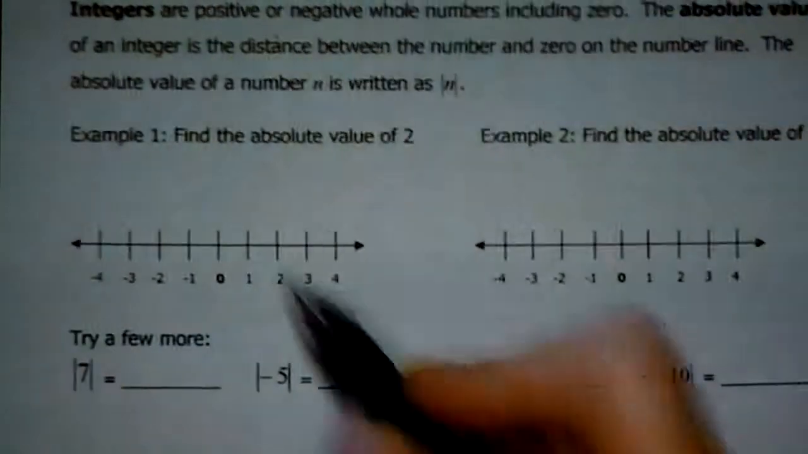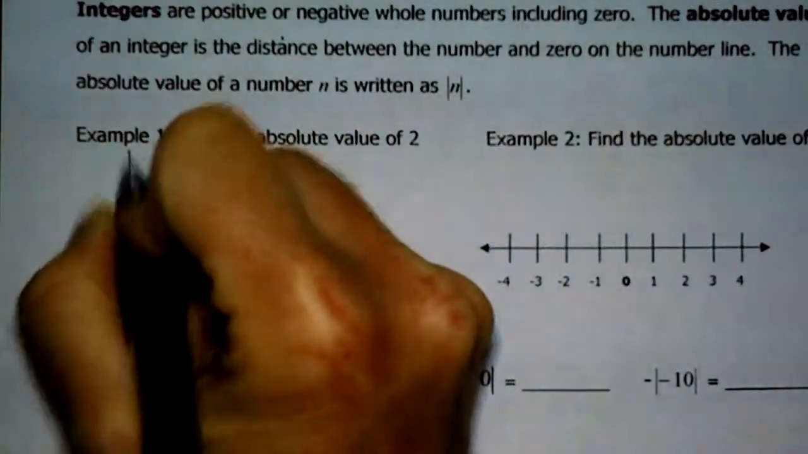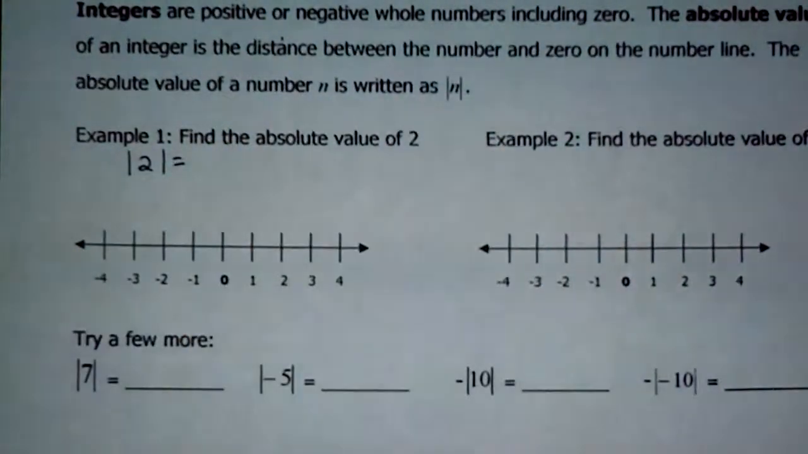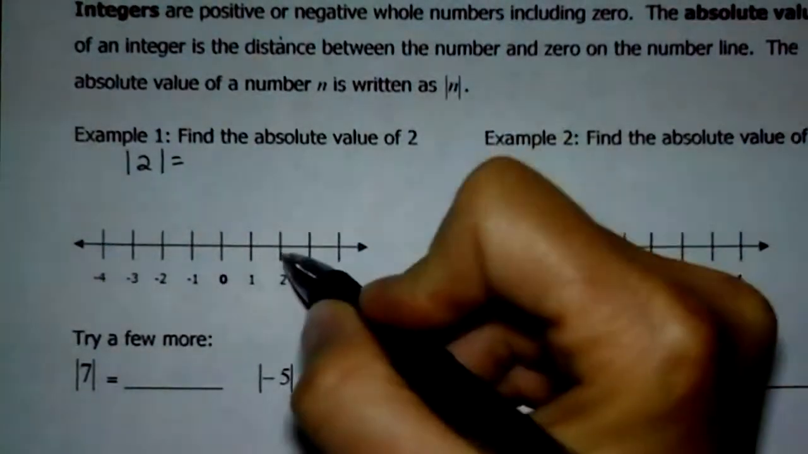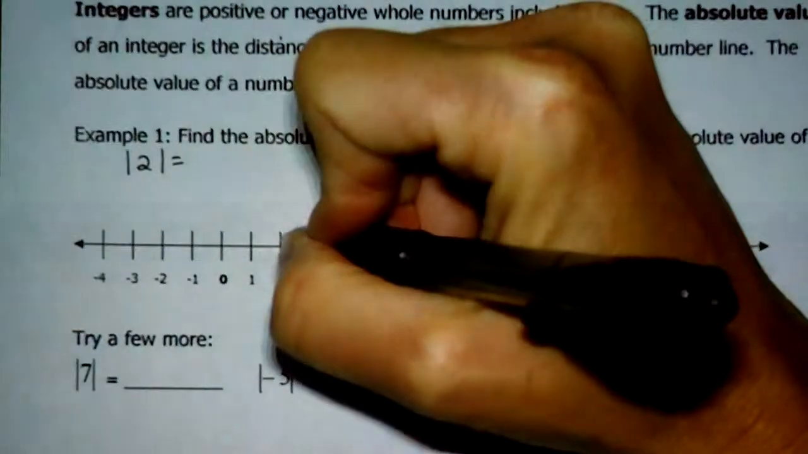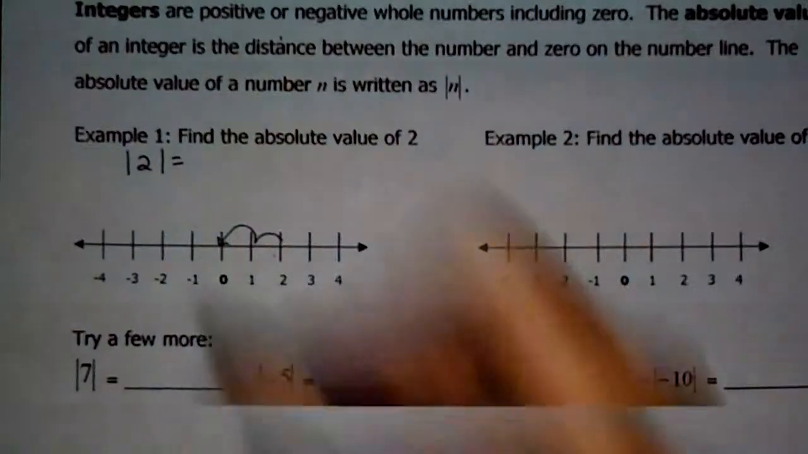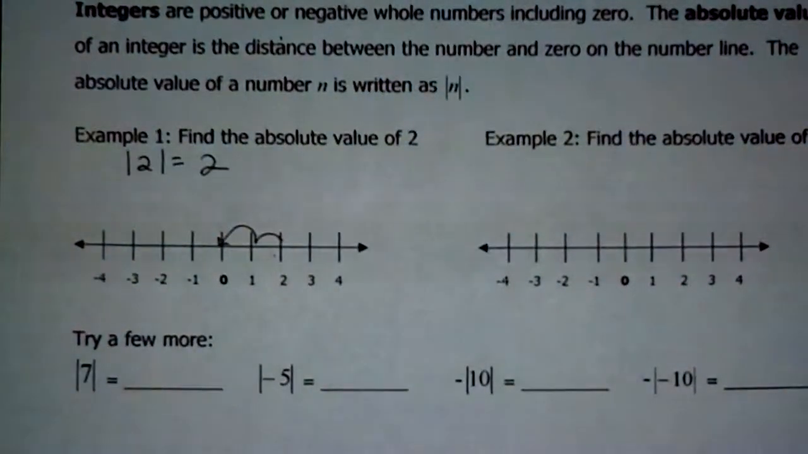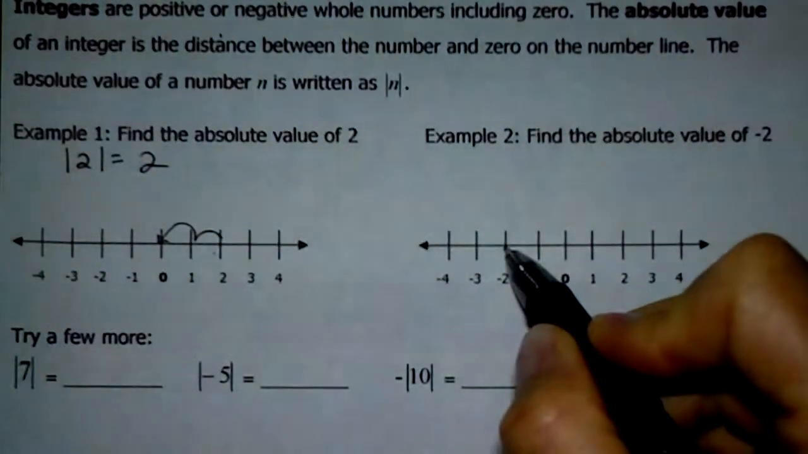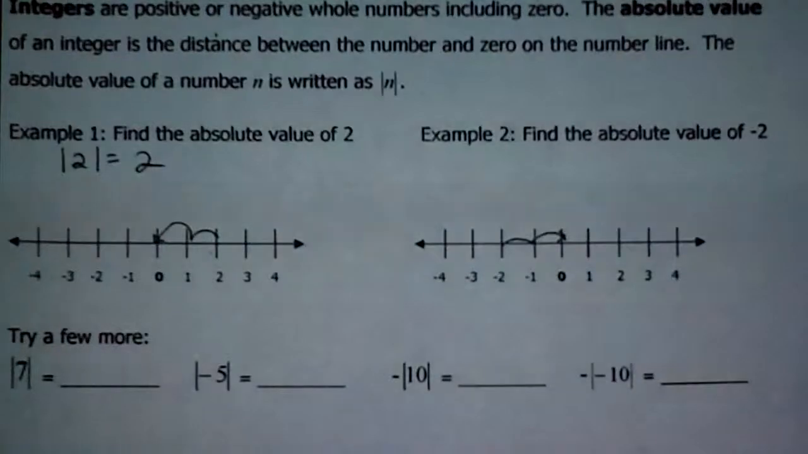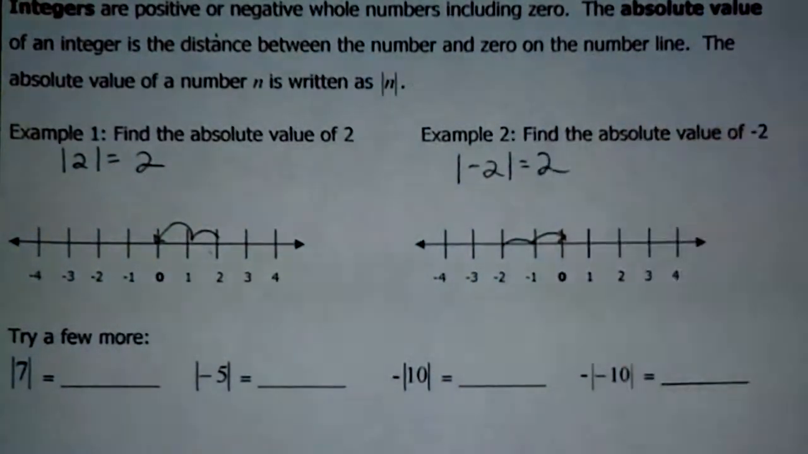For example, example 1 says find the absolute value of 2. Another way that might be written is like that. So how far away is 2 from 0? Here's 2, right? In order to get back to 0, it'd be 2 hops. So 2 is 2 away from 0. It's really that easy. I know, it's crazy. Example 2 says find the absolute value of negative 2. Well, here's negative 2. In order to get to 0, it took 2 hops, right? So the absolute value of negative 2 is also 2.